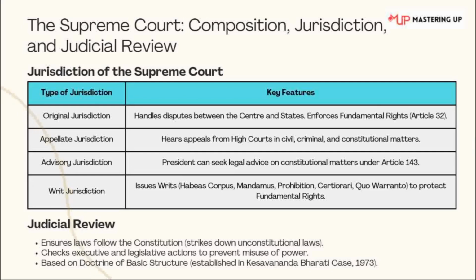The jurisdictions of the Supreme Court are of four types. Original jurisdiction. Under original jurisdiction, the Supreme Court of India handles disputes between the center and the states, enforces fundamental rights mentioned in Article 32. Appellate jurisdiction. In this jurisdiction category, the Supreme Court hears appeals from High Courts in civil, criminal, and constitutional matters.